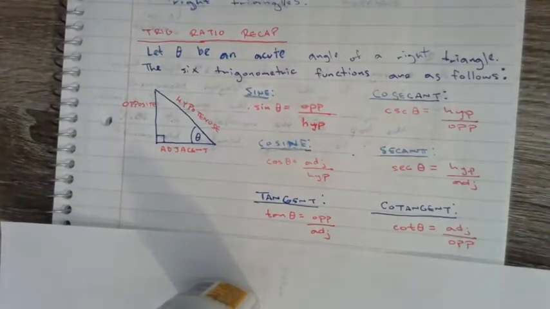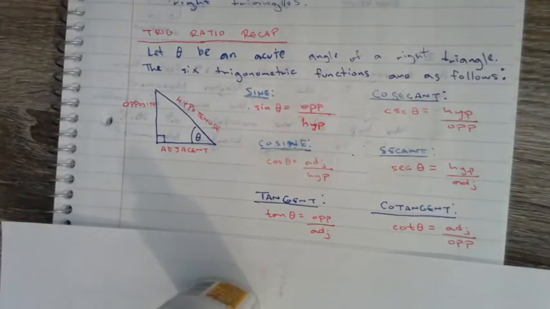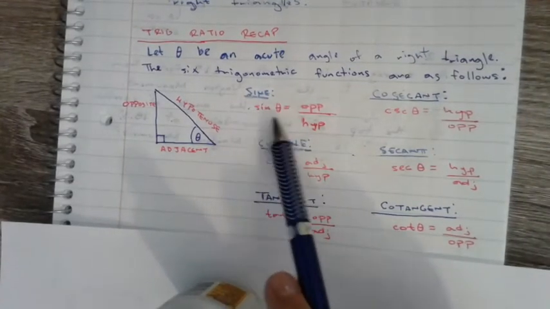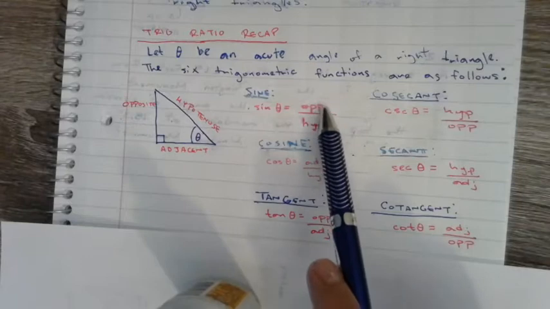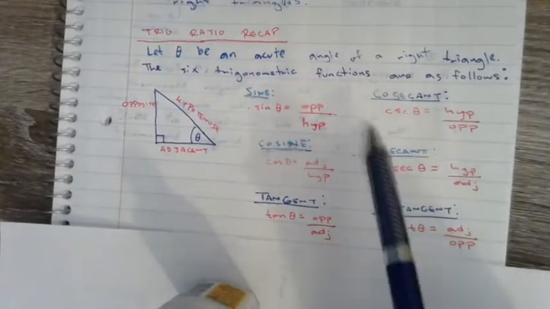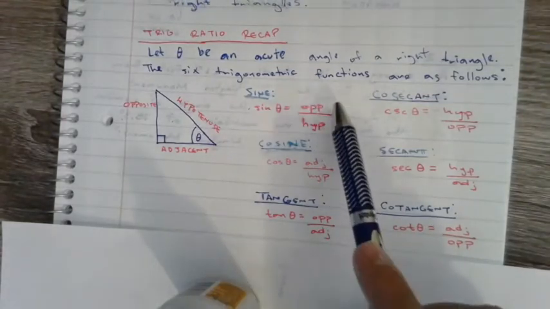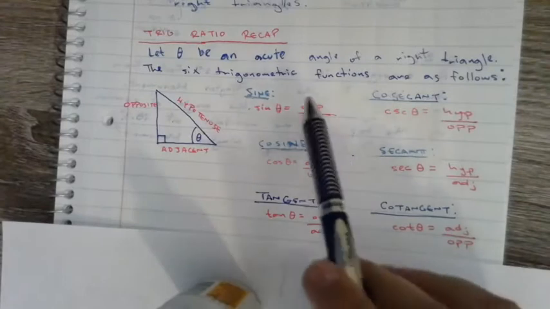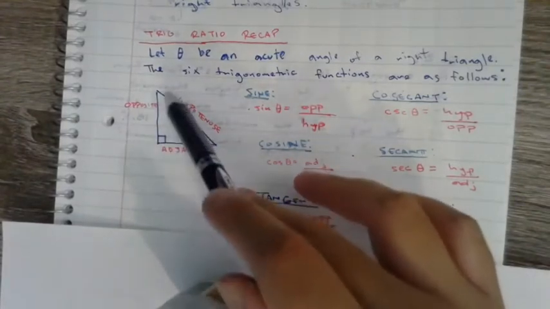Now, we have 6 trigonometric functions that we're going to be talking about. The first one that I want to introduce to you is sine. Sine of theta is going to equal the opposite side over the hypotenuse. Keep this in mind, this is a review. When we're talking about opposite and hypotenuse, we're talking about the lengths of each side. So sine of theta is equal to opposite over hypotenuse.